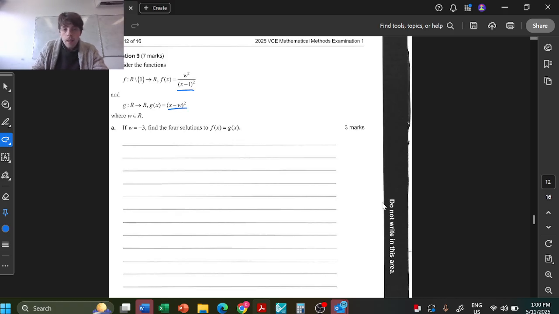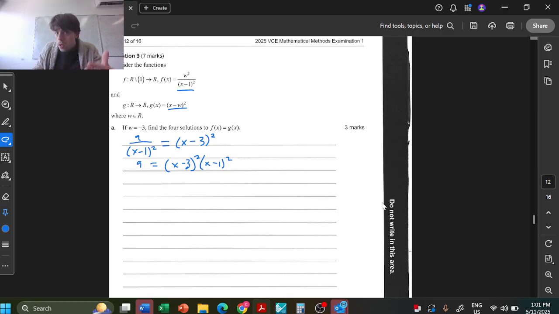So what we can do to start things out is we can just basically replace w with -3. We're going to end up with 9 over x minus 1 squared is equal to x minus 3 squared, and we need to basically solve this thing. So what we can do to get started is we could multiply both sides, don't expand the brackets, by x minus 3 squared, x minus 1 squared.